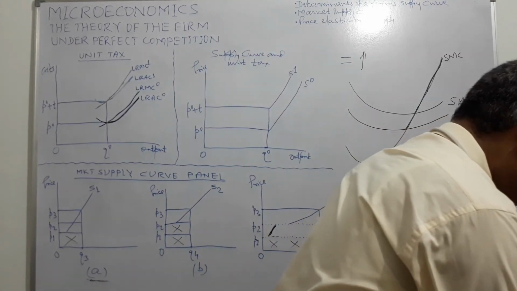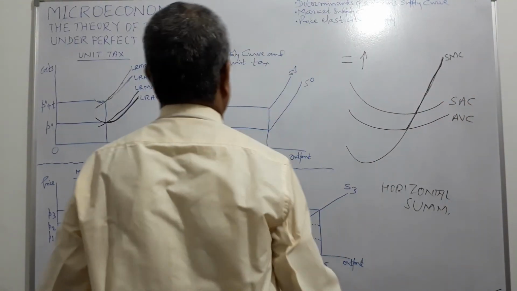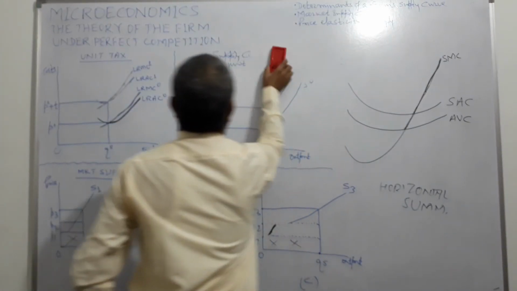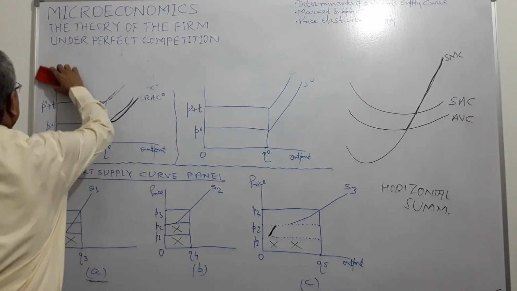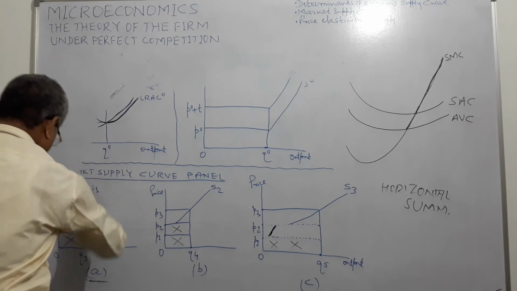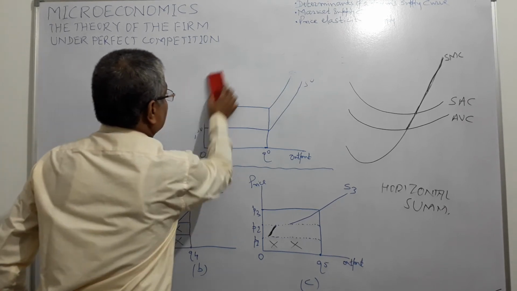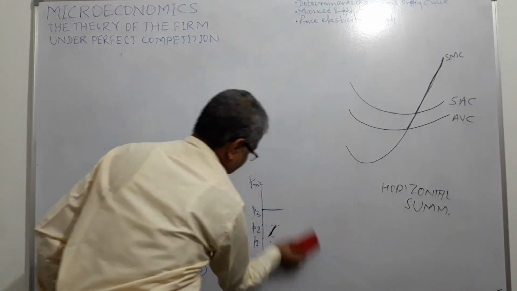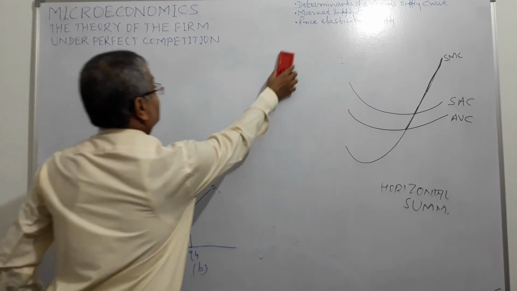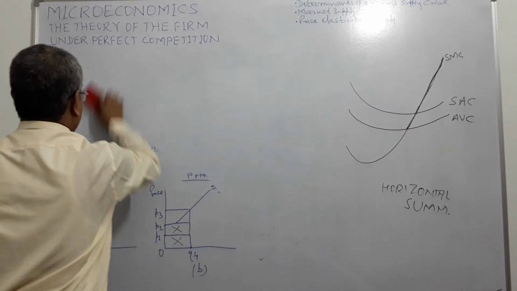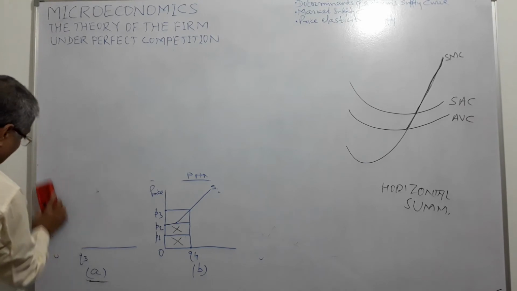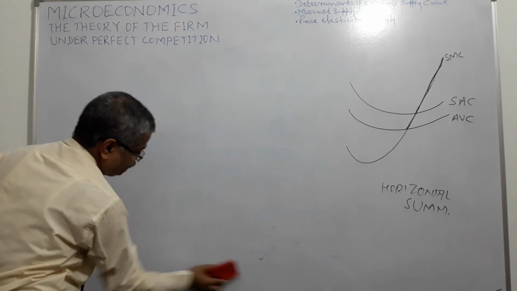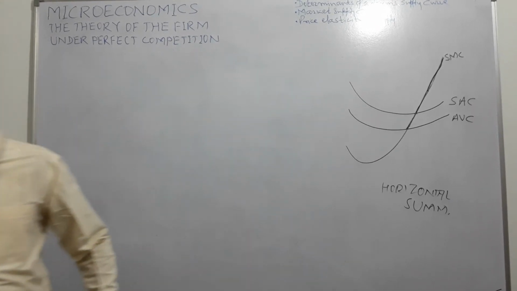Then we go to price elasticity of supply. So we will rub it off. What is price elasticity of supply? It's very simple. Responsiveness of supply to the change in price. In the simplest language, price elasticity of supply is defined as responsiveness of supply to change in price.